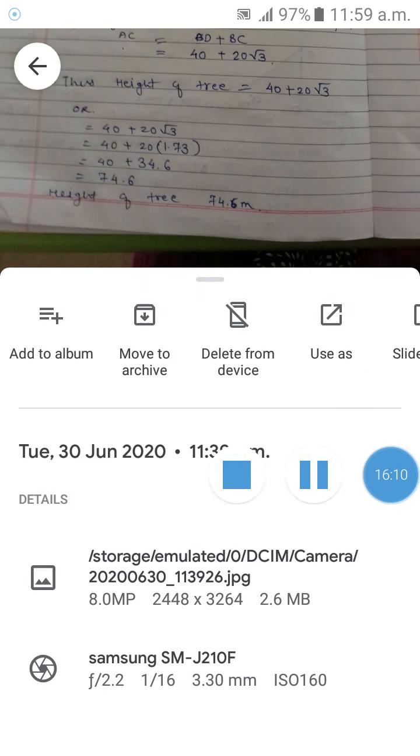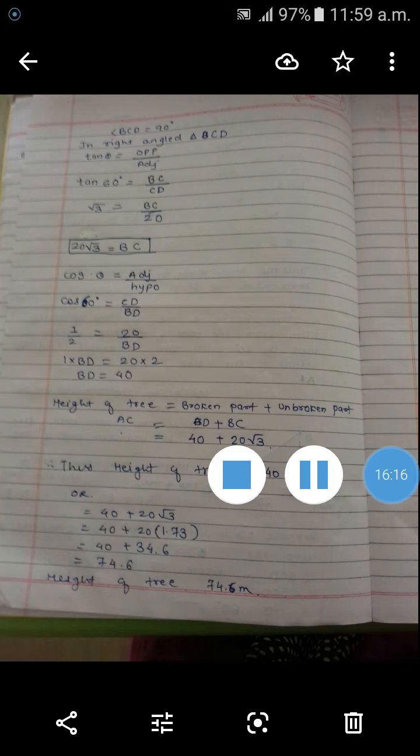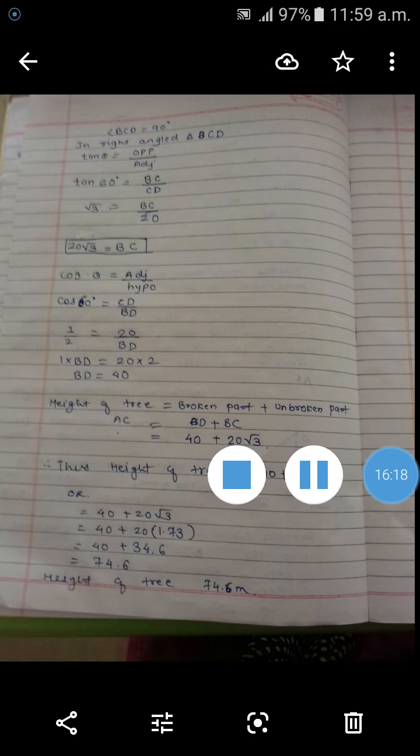So now, from this practice set, the last one, question number 6, is your homework, and all the questions from the problem set are also your homework.